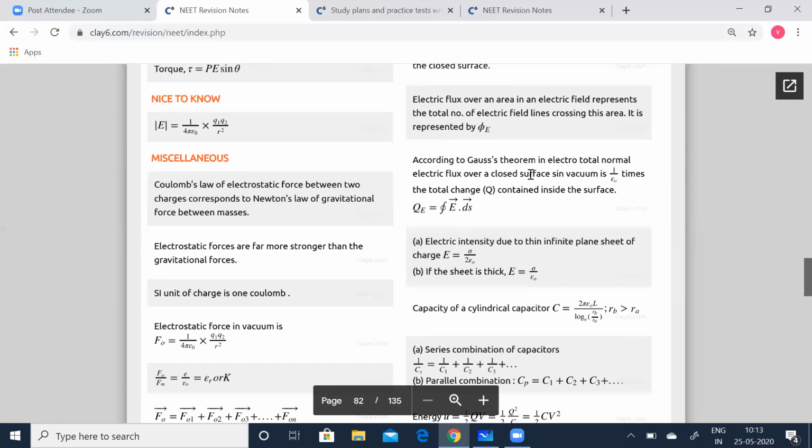According to Gauss's theorem in electrostatics, the total normal electric flux over a closed surface is 1 by epsilon 0 times the total charge Q contained inside, where phi E is equal to the closed integral of E vector dot dS vector. So by Gauss's theorem, this is Q by epsilon 0, or 1 by epsilon 0 times the total charge.